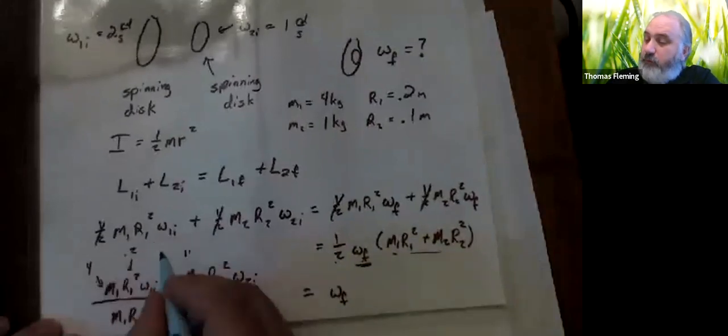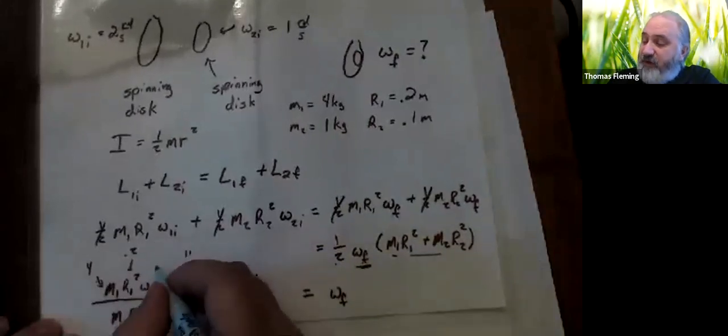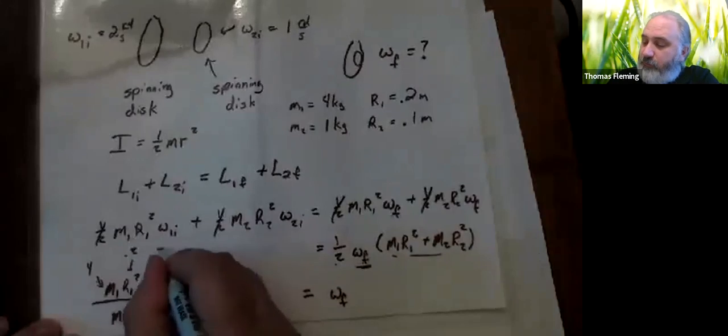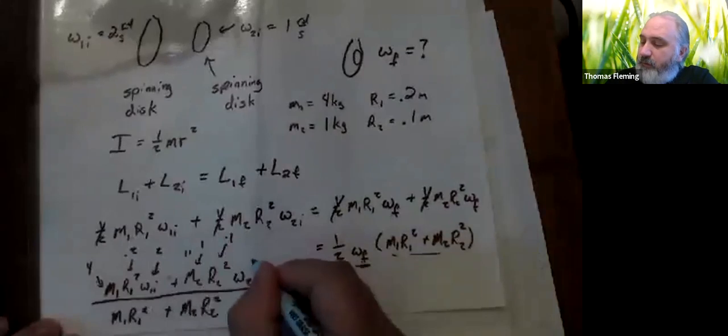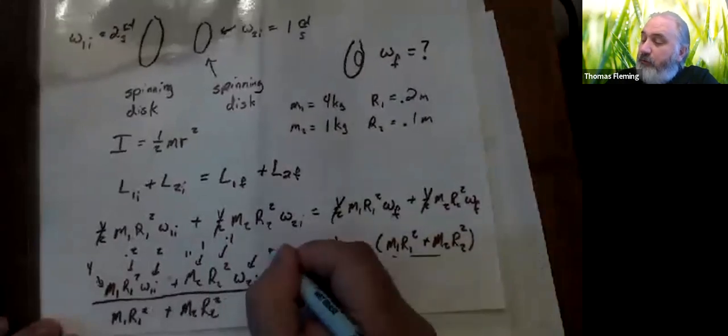So 0.2, and we said that this guy here was 2, this guy here was 1, 0.1, this guy here was 1.